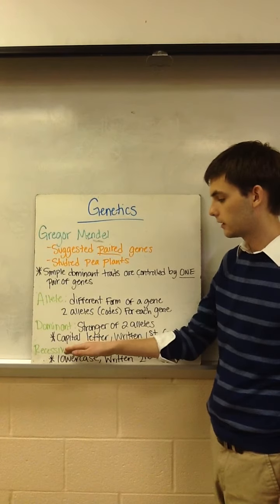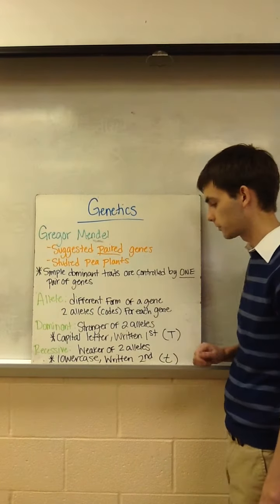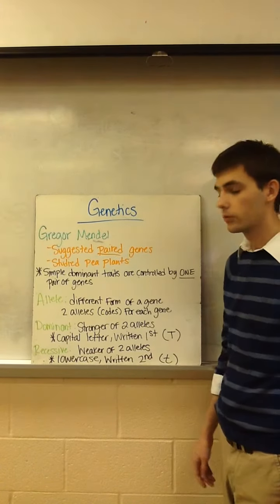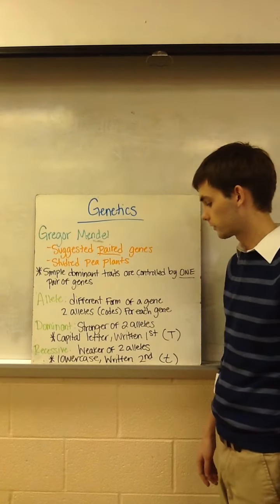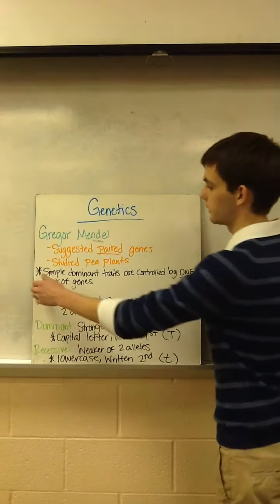This is represented by a capital letter, and it is usually written first like a capital T. The recessive allele is the weaker of the two alleles. So this is going to be represented by lowercase letters, and this is going to typically be written second like a lowercase t.